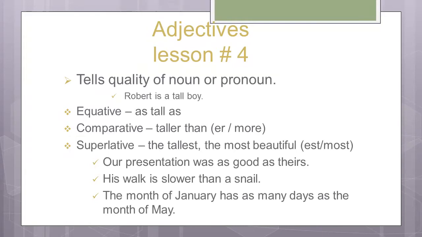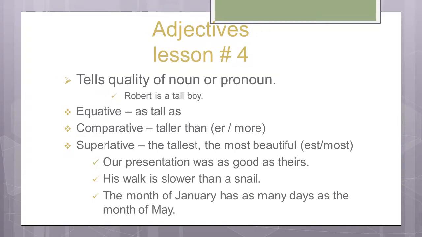Look at the sentences. Our presentation was as good as theirs. This is example of equative adjective, as good as. His walk is slower than a snail. Slower, er. Comparative adjective, and after comparative adjective we add than, slower than, taller than. The month of January has as many days as the month of May. As many days as suggests that this is equative adjective. So these are the concepts from lesson number 4.